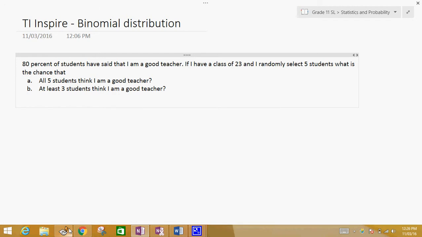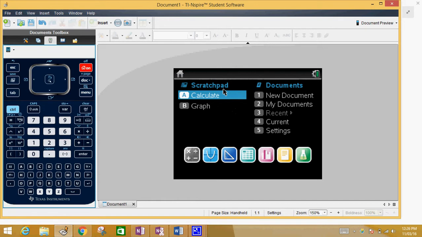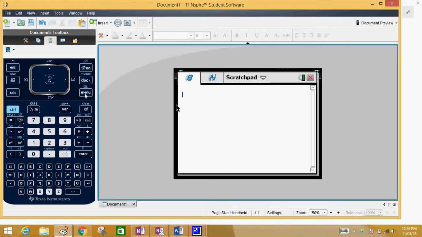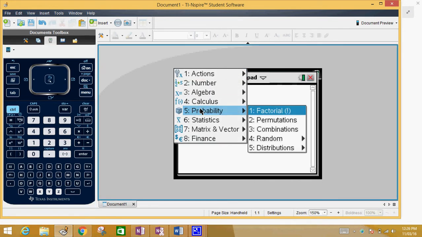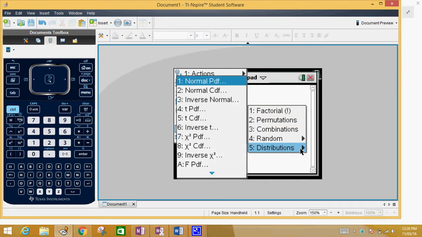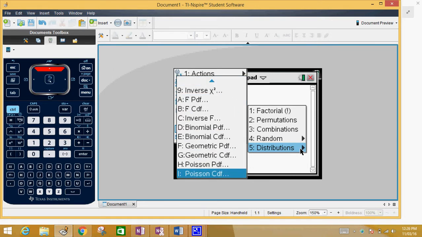So if we go to our calculator, and we're in the calculate area, and this is a probability distribution question. So as always, we go to menu. This is a probability question, and it's a distribution question. So if you notice, it's not there. So let's just scroll down all the way. Oh, there it is. So we have binomial PDF and binomial CDF. I recommend we just use binomial CDF. So let's look at binomial CDF.